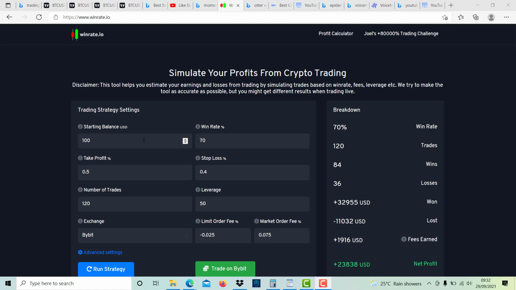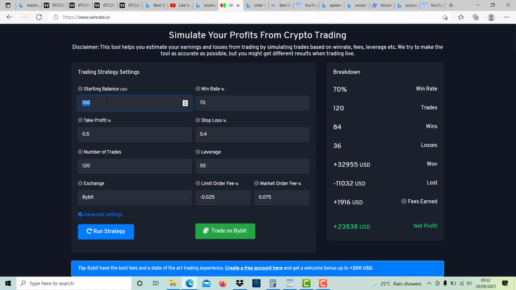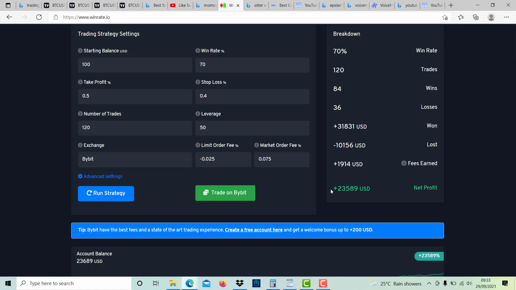As you can see in this profit calculator, if we start with $100 and we have a win rate at around 70% and taking profit of 0.5% and having a stop loss of 0.4%. And we make 120 trades in a month, that's on average 4 trades per day, and using a 50x leverage, we can actually make over $23,000 per month with this strategy. And this only works with exactly 50x leverage.